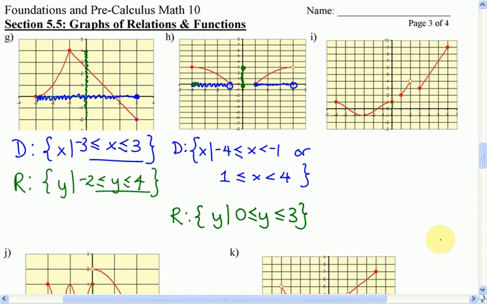Let's do I, and then afterwards I'll only do one of the J and K's. I won't do both. All right, why don't you try I right now? By the way, for your domain, do you see how there are 3 different parts? 1 part, 2 part, 3 part? Guess how many things you're going to have to write here? 3.